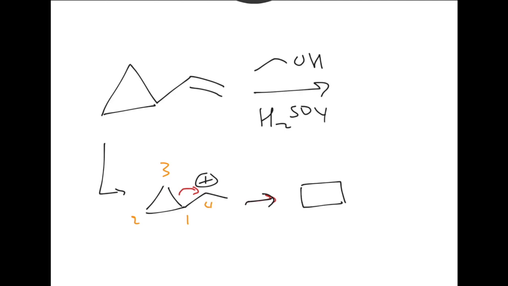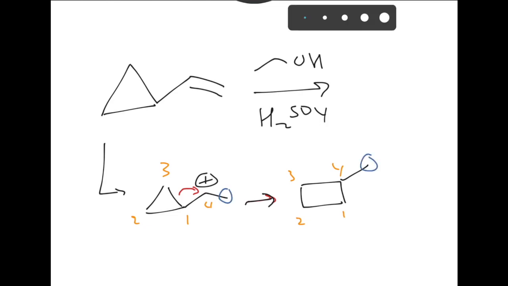Now here's where we can get a little tricky. Carbon 4 had a methyl group on it, right? Because carbon 4 had this methyl group right here, so that needs to be this methyl group. Carbon 1 had electrons leave it, so it has a positive charge. What kind of carbocation is that?